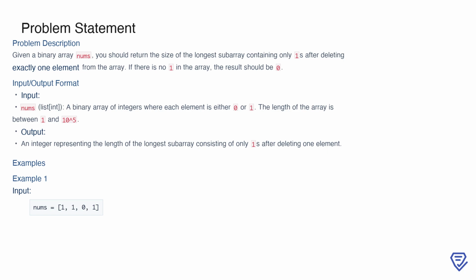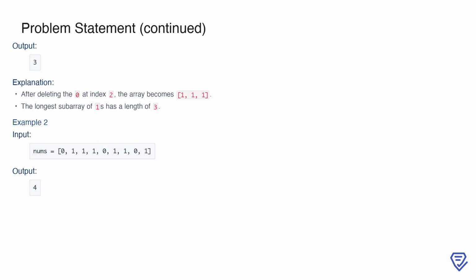For input, we have a list of integers, nums, with a length ranging between 1 and 100,000. The output is a single integer representing the length of the longest possible subarray of 1's after the deletion. This problem requires us to carefully analyze the array to find the optimal element to delete in order to maximize the length of 1's in the resulting subarray. To understand this better, let's look at an example.